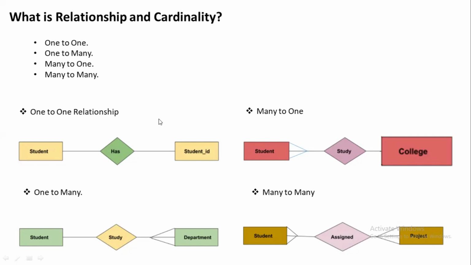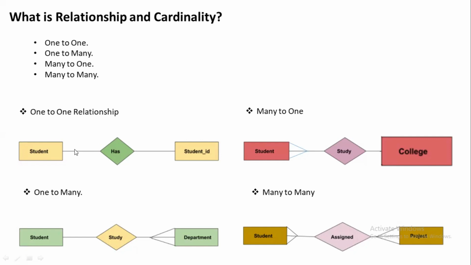When only one instance of an entity is associated with the relationship, then it's known as a one-to-one relationship. For example, just think this is the college database. In a college database, each student has only one student ID, and each student ID is assigned to one person. So we can say it is a one-to-one relationship.